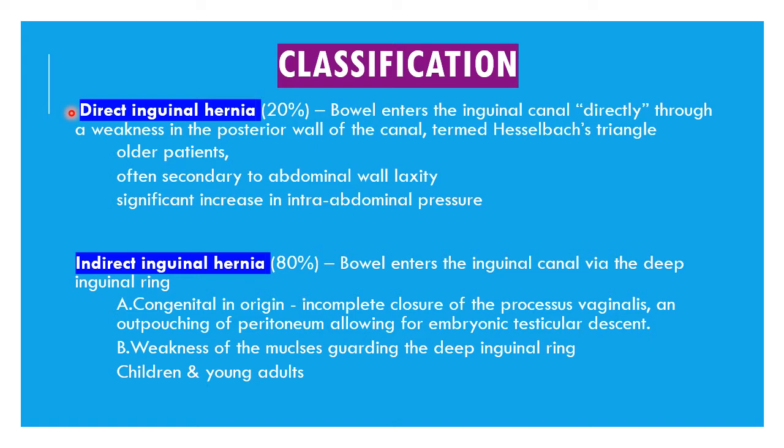The second group is the indirect inguinal hernia, which accounts for about 80% of the cases, in which the bowel enters the inguinal canal via the deep inguinal ring. There are 2 contributing factors to this condition. First, congenital in origin. There's incomplete closure of the processus vaginalis, an outpouching of the peritoneum that allows the embryonic testicular descent. Secondly, there is associated weakness of the muscles guarding the deep inguinal ring, which is again age-related and use. This indirect inguinal hernia is more common in children and young adults.